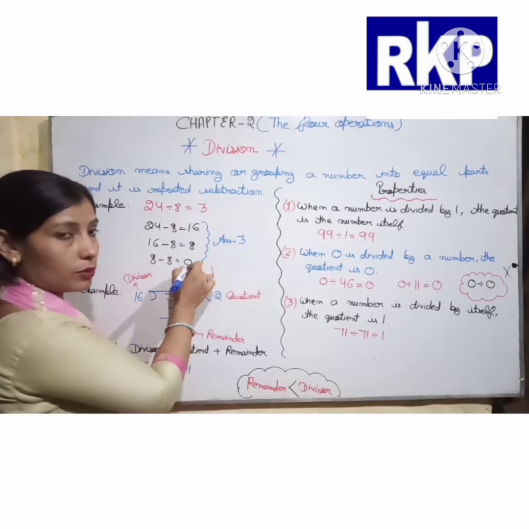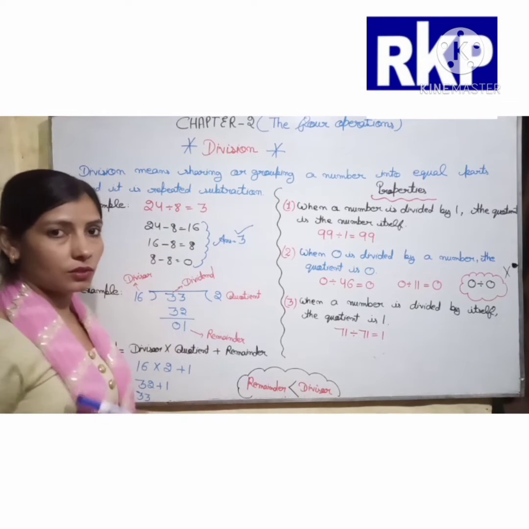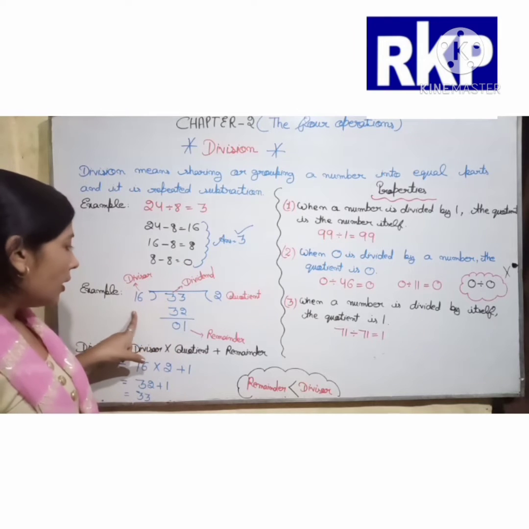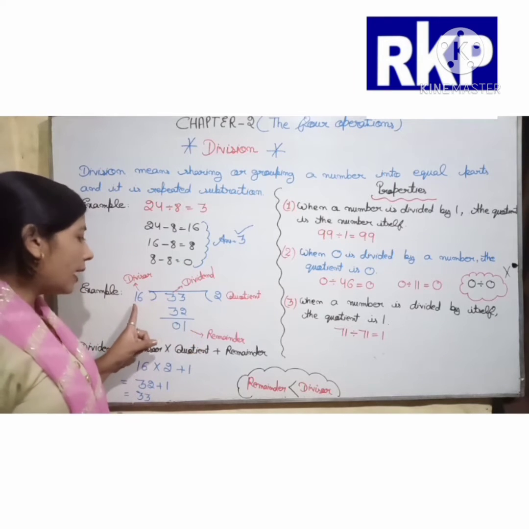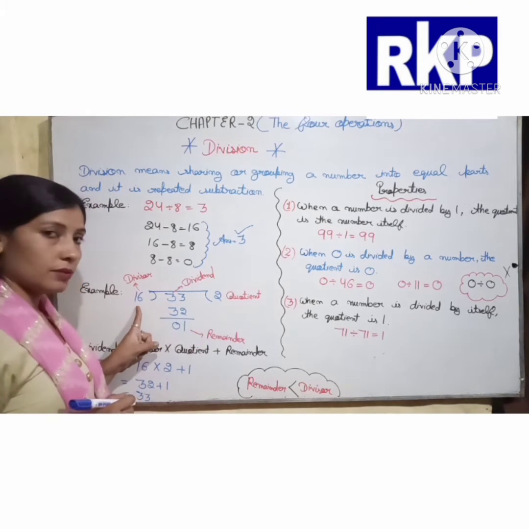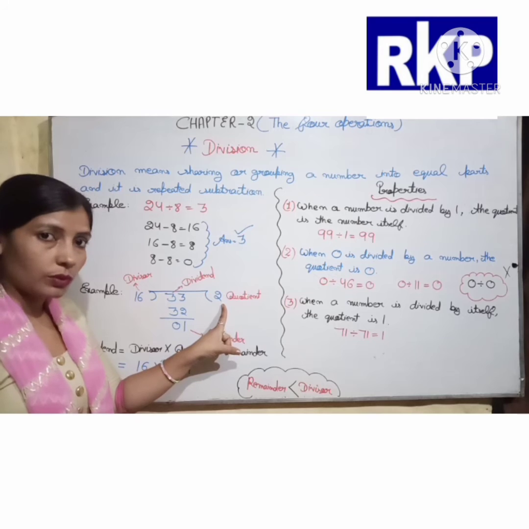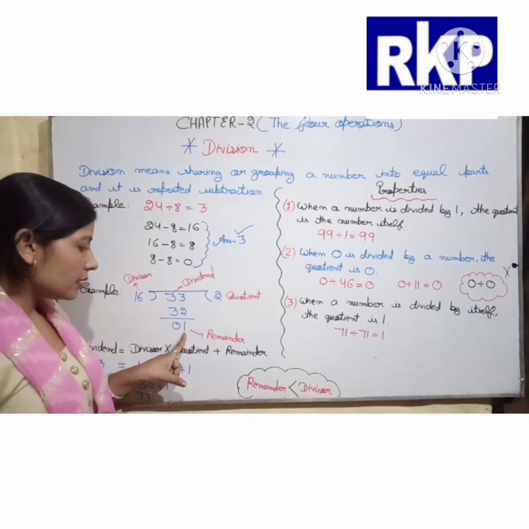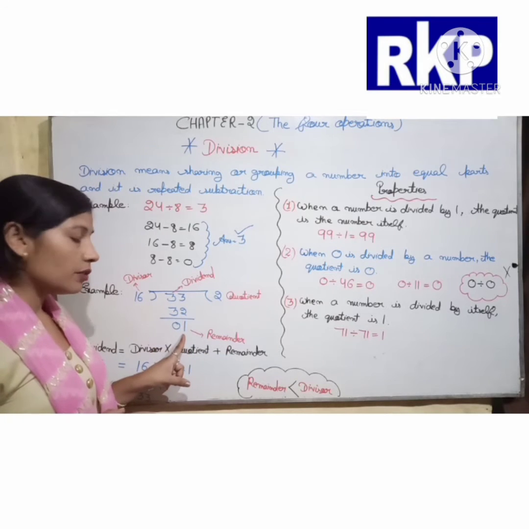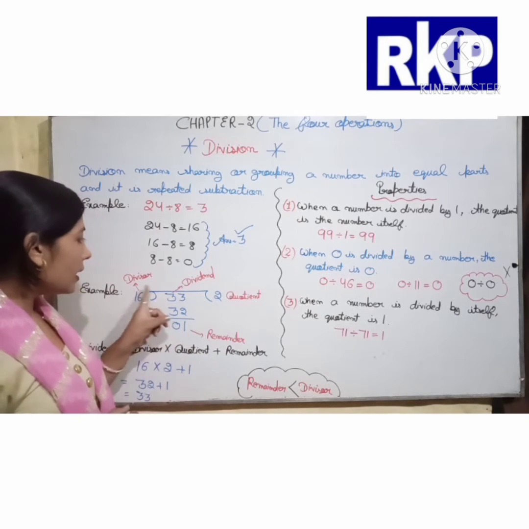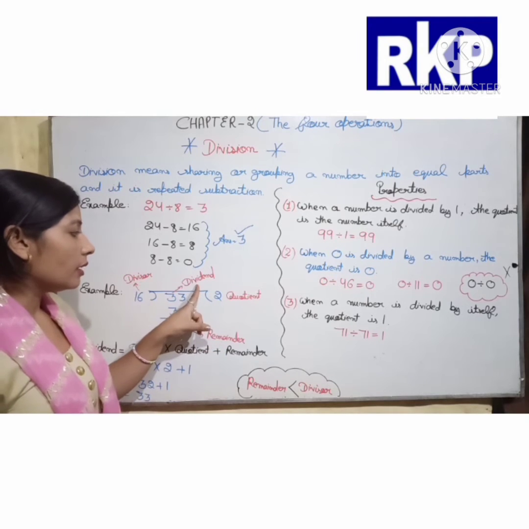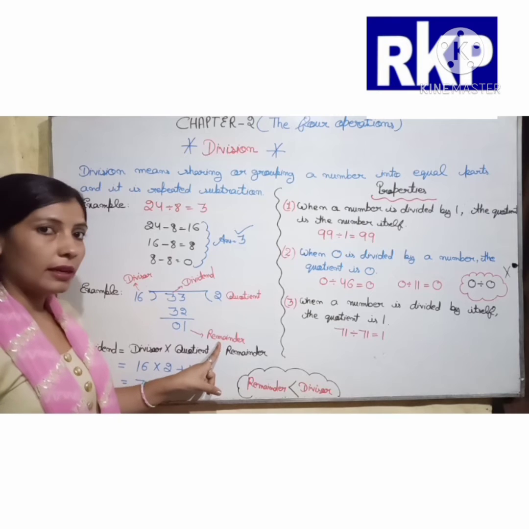So from here also we get the answer 3. Okay. Now beta, let us take one more example. Here we have 33 and 16. When we divide 33 by 16, we get 2. Okay. And here you can see 16 2s are 32, and here we have 1. And here I have written some words: divisor, dividend, quotient, remainder.